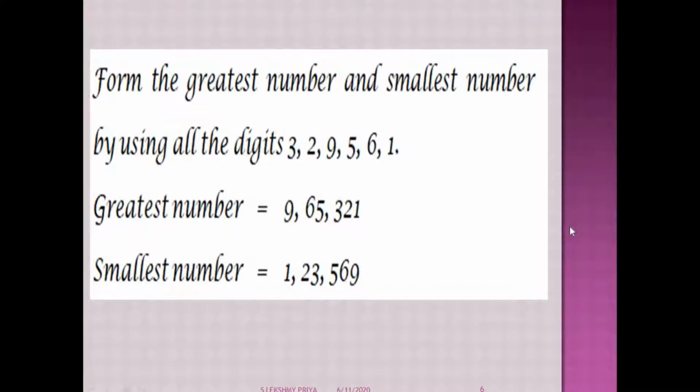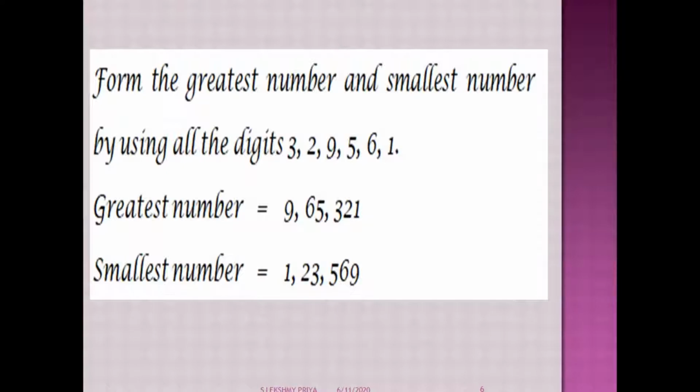Form the greatest number and the smallest number by using all the digits 3, 2, 9, 5, 6, 1. There are 6 digits, so we have to form the greatest 6-digit number from the given set of digits. Which is the greatest digit given there? It is 9. Then there comes 6. Then there comes 5, 3, 2 and 1.